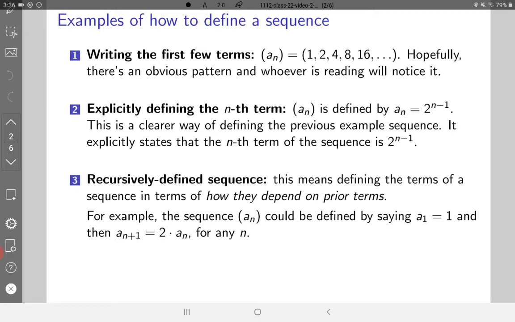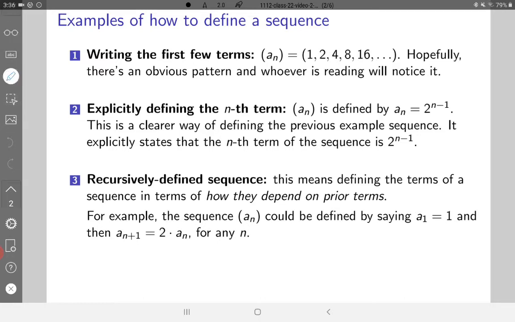That's one way to define a sequence, and a lot of the time we'll do something like that, as long as we're conversing with each other somehow to make sure that we know what the pattern is exactly. And that's why right here, hopefully there's an obvious pattern. Whoever's reading will notice it. Ideally, we'll be in conversation and we can confirm with each other what the pattern is. Like, for example, that one there, I see the powers of 2 sequence again.